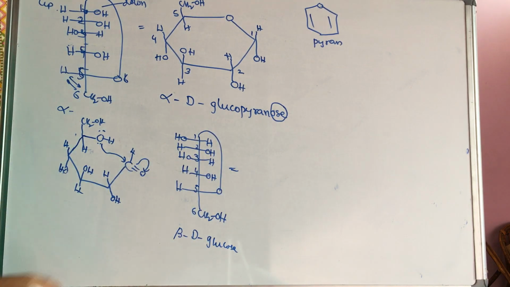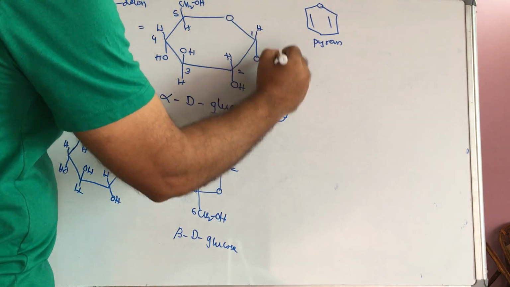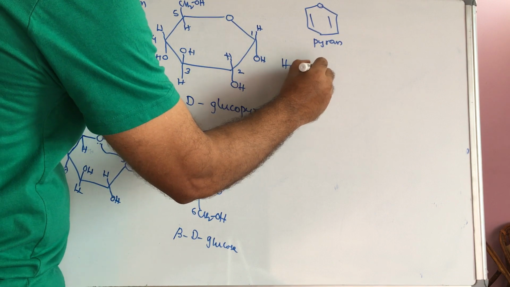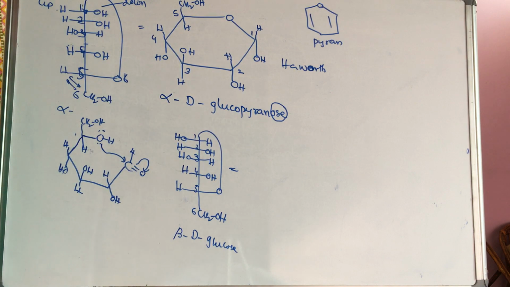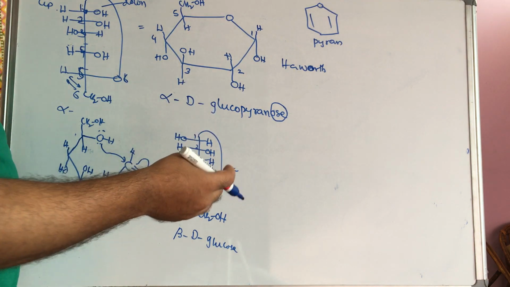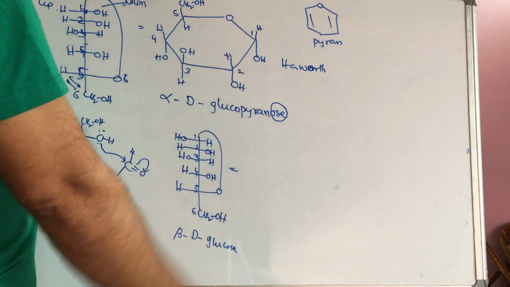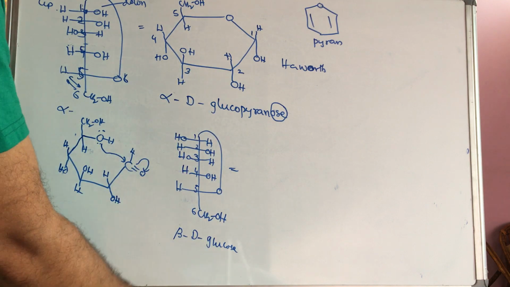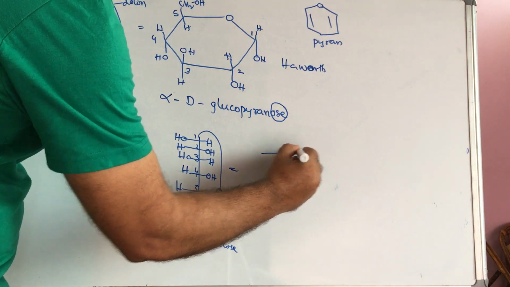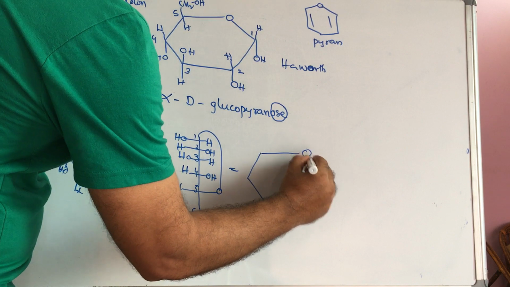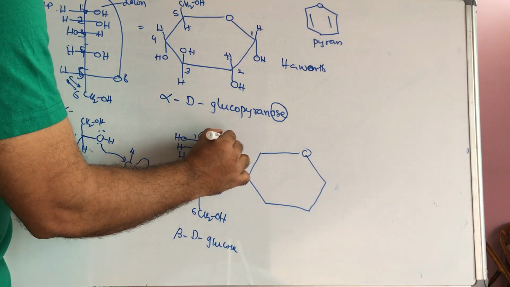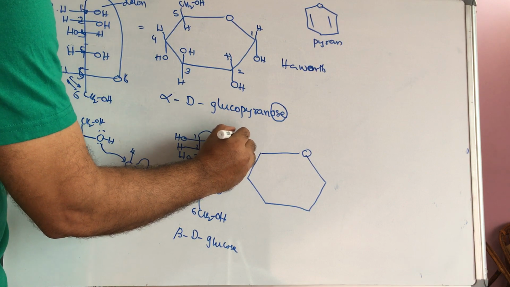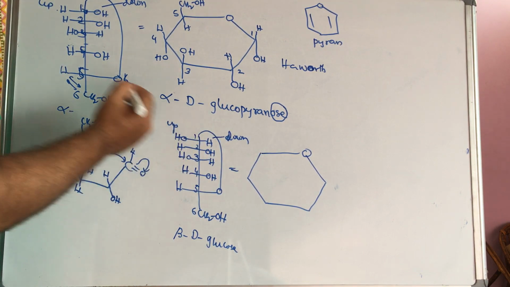This can be written in the Haworth structure. It is for PUC level, it is a very important question. They may ask the question, write the Haworth structure of alpha D glucose and beta D glucose. So this is the Haworth structure of beta. Right side groups are down, left side groups are up.